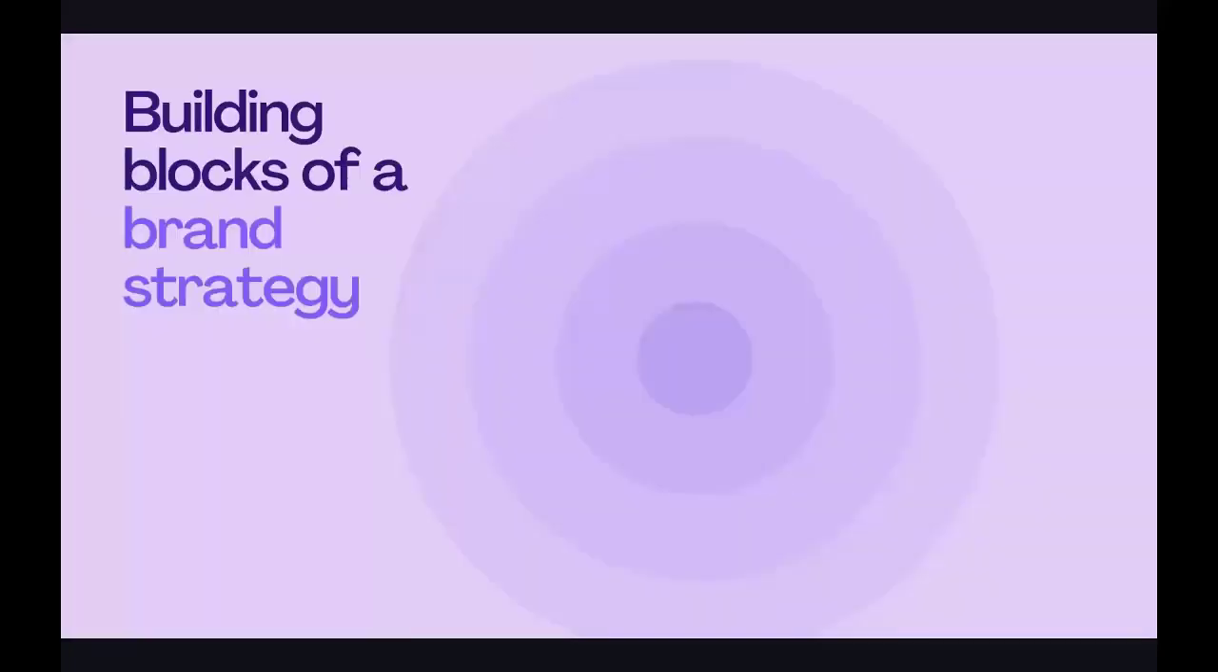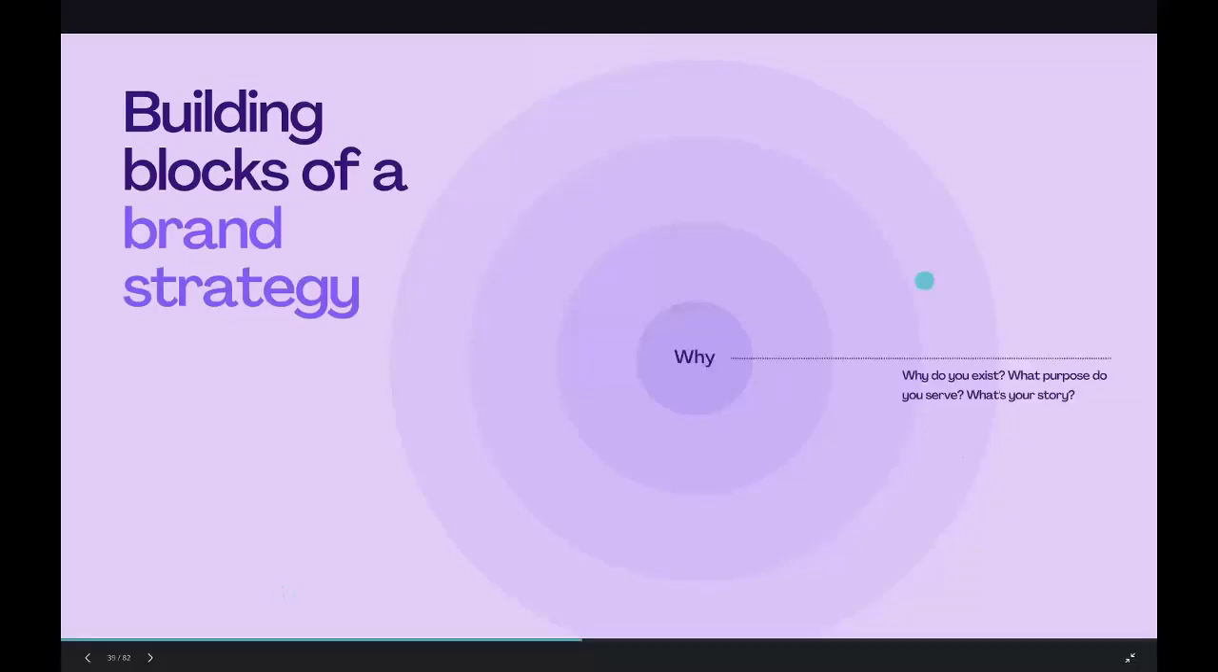So essentially, a brand strategy has 4 main building blocks. It all starts with the why. It all starts with actually knowing who you are, why you exist, what purpose do you serve, and what's your story? What is the story behind your nonprofit? Why are you doing what you do? What is the kind of future? What is the kind of vision that you're trying to create day by day with your work? This is really the main core of your brand strategy.